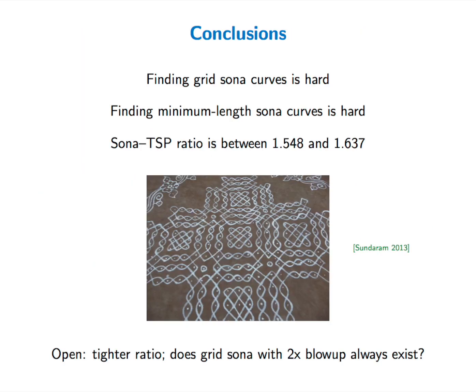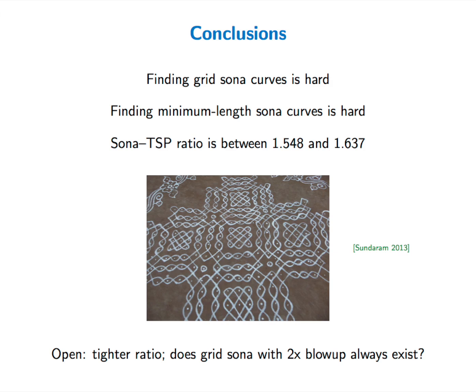In conclusion, we've shown that finding grid Sona curves is hard, and that finding minimum length Sona curves is hard, answering two open questions from the 2006 paper on Sona curves. We've also provided examples showing that the traveling salesman tour can be longer than the Sona curve for the same sites by a factor of at least 1.548, complementing the previous result that the ratio between these two is at most 1.637. Tightening these two bounds remains an open problem.